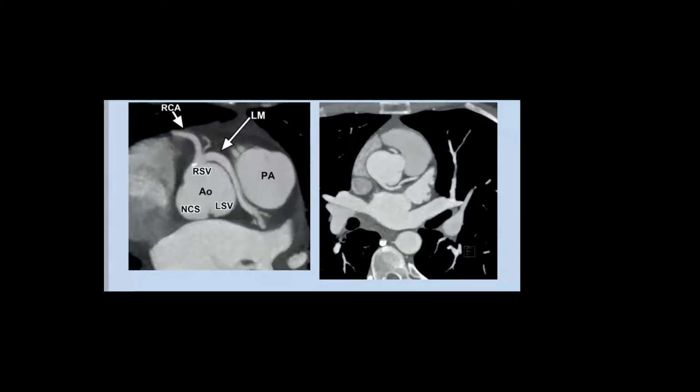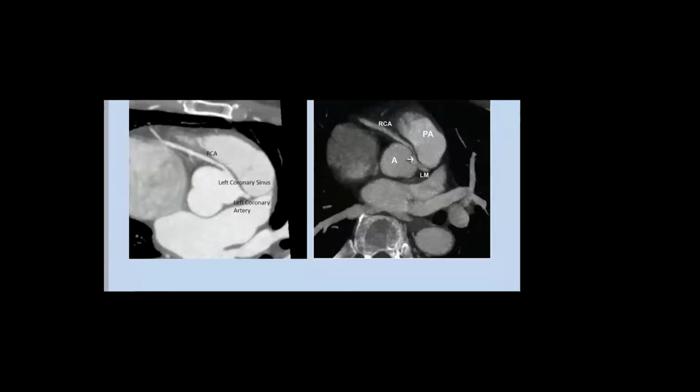And now what you see here is the right coronary artery from the left coronary sinus, coursing between the pulmonary artery and aorta. Exactly. So this is potentially a malignant course, right? Yes. Exactly. One other malignant feature depicted in this image, apart from the course, is what?